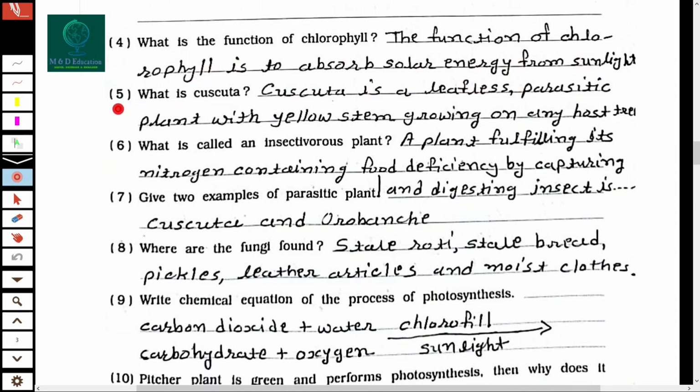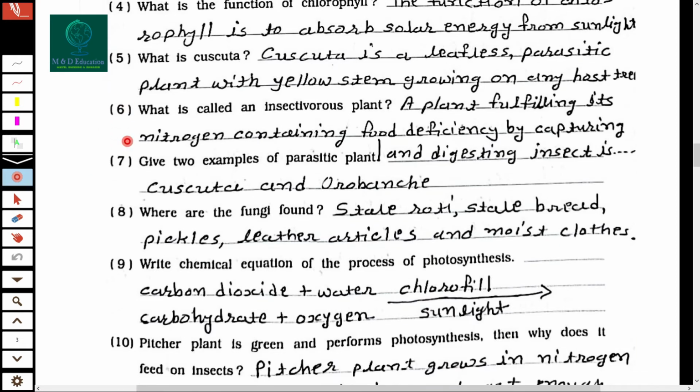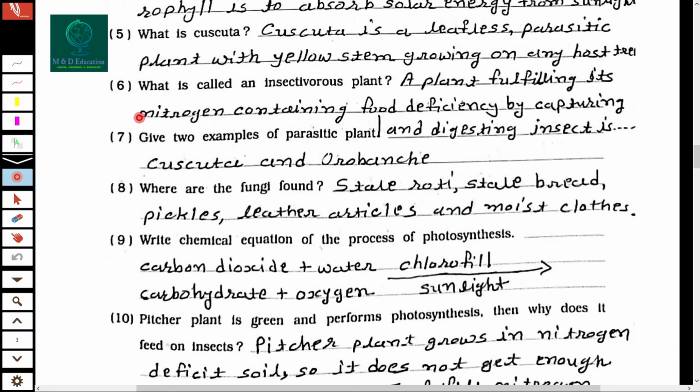Okay. And now the fifth question, what is cascata? So cascata is a leafless parasitic plant with yellow stem growing on any host tree. Okay. Now the sixth one is, what is called an insectivorous plant? So a plant fulfilling its nitrogen containing food deficiency by capturing and digesting insects is called insectivorous plants.